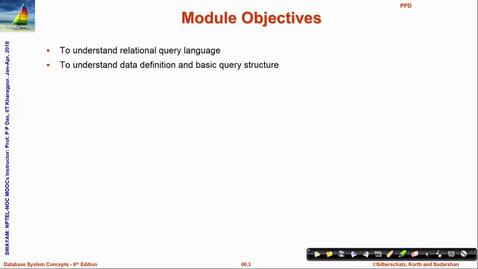The objective of the current module is to understand the relational query language and particularly the data definition and the basic query structure that will hold for all SQL queries. The modules this week would be important for writing any kind of database applications, querying the database to find information from the existing data and to manipulate it.